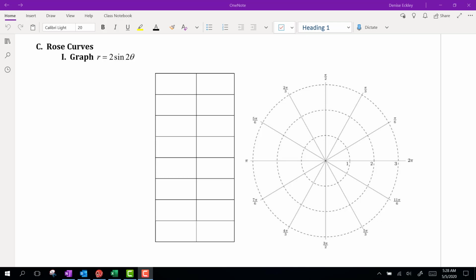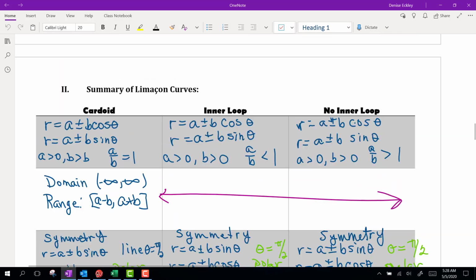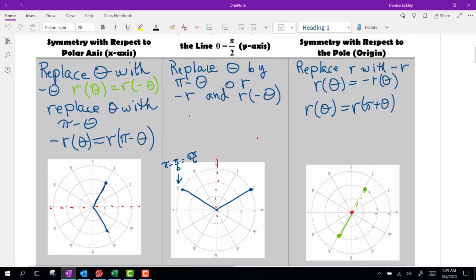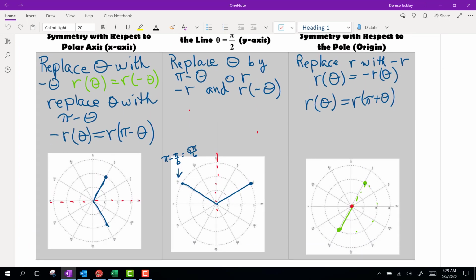So just as a quick review, let's look at our symmetry tests so that we can talk about how we're going to graph these. We have 3 common symmetry tests that we use when graphing polar graphs. One is with respect to the polar axis, which is the x-axis. You can replace theta with negative theta, and if they're equal, then it has that type of symmetry. Another thing you can do is replace theta with theta minus pi. And that will do the same thing as replacing theta with negative theta. It'll put us in the other side of the quadrant.